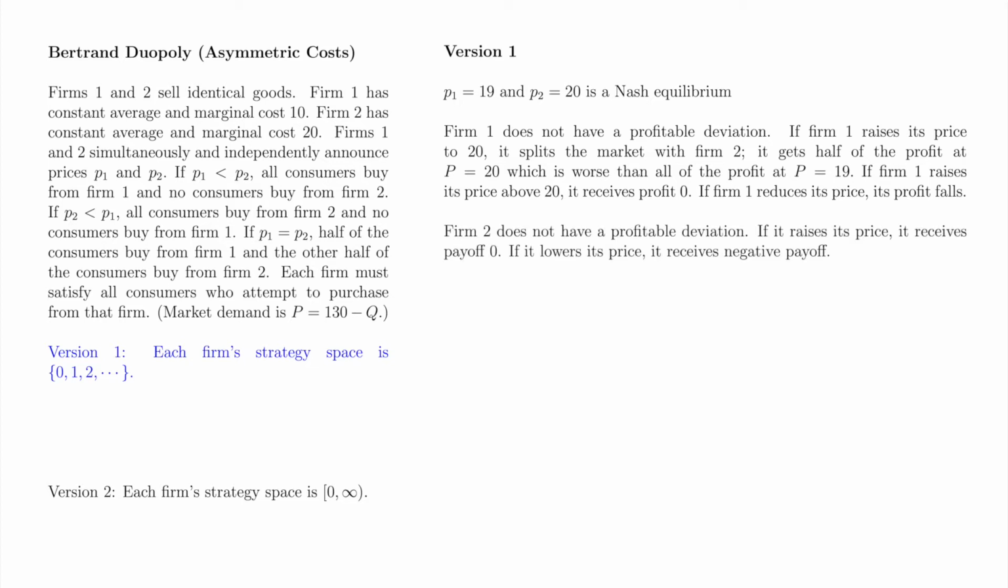Now, we'll show that firm 2 doesn't have a profitable deviation. Certainly, raising its price is not a profitable deviation, since at P2 equals 20 or more, firm 2's profit is still 0. On the other hand, firm 2 certainly doesn't want to lower its price, because doing so would result in negative profit. Therefore, P2 equals 20 is a best response to P1 equals 19. P1 equals 19 and P2 equals 20 is not the only Nash equilibrium of this game, but we'll leave the argument here.